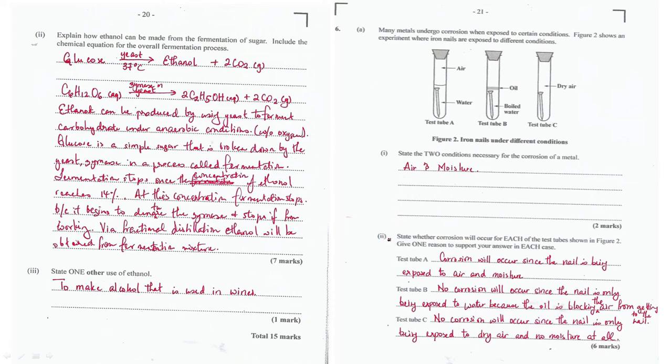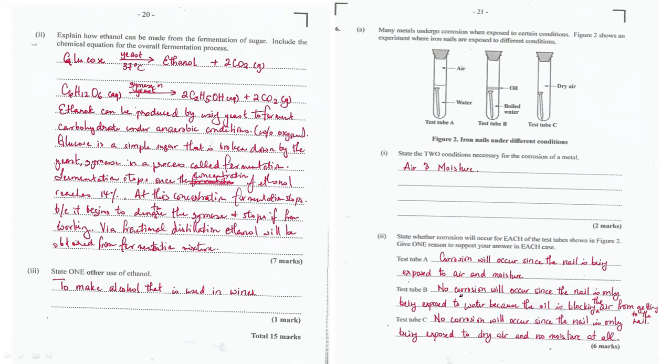Then it says state whether corrosion will occur for each of the test tubes shown in figure 2. Give 1 reason to support the answer in each case. Oh my God, if you never knew what this is, you have to be guessing your way through. This is so sad. I know you know. So in test tube A, corrosion will occur since the nail is being exposed to air and moisture. In test tube B and C, no corrosion will occur.